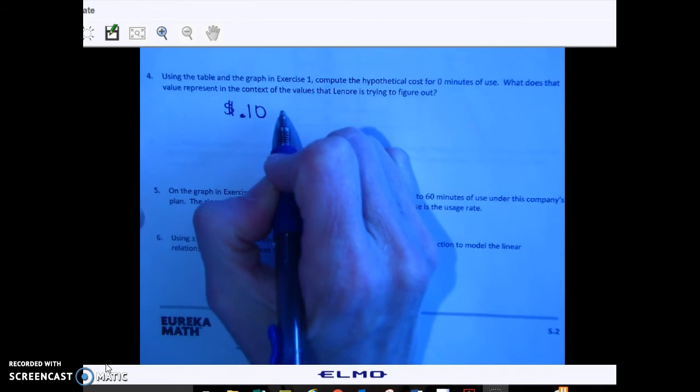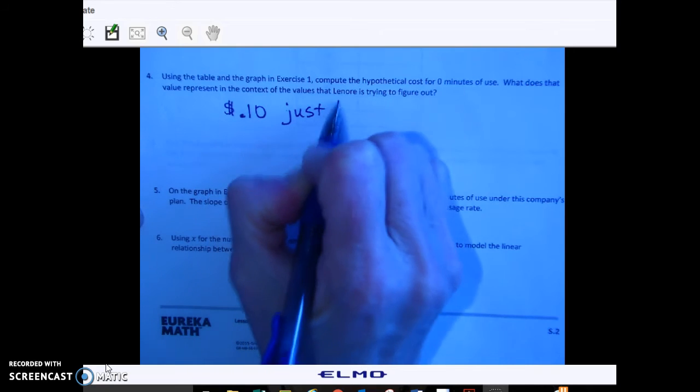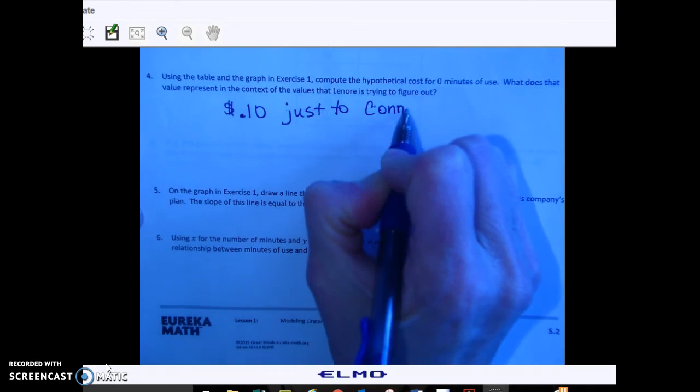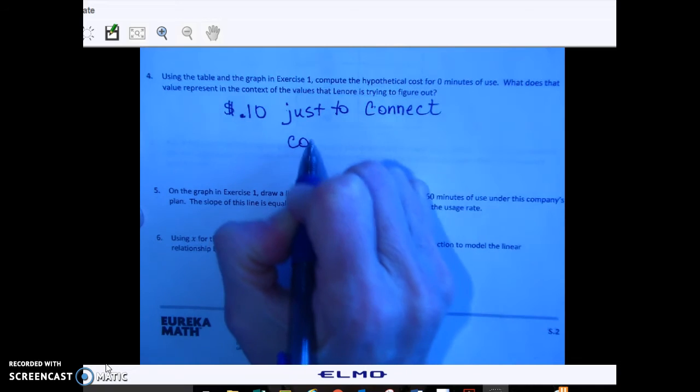10 cents just to connect. So it's our connection fee.